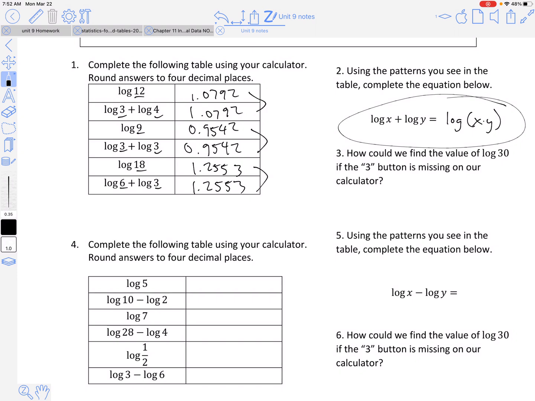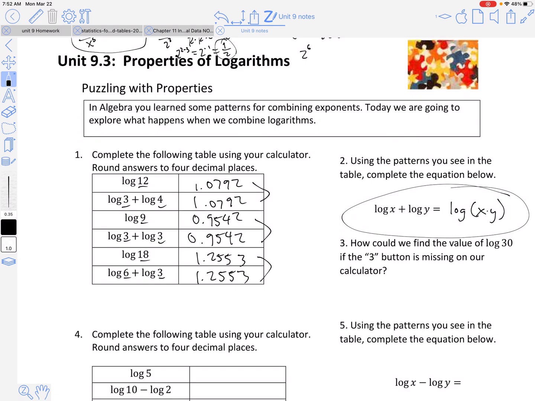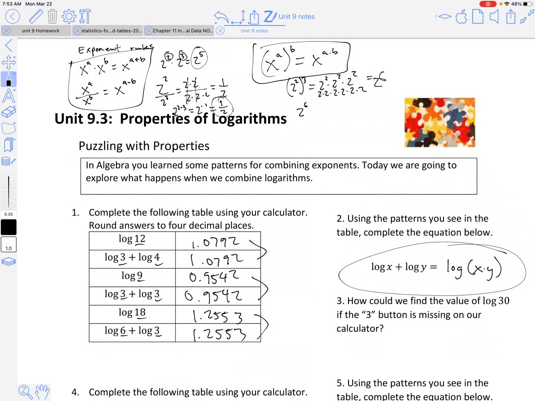So the question is, why? That's the question, why? And I want you to reference this rule right here. This one, it's kind of ugly. But this rule right here, x to the a times x to the b equals x to the a plus b. Now remember, the answer to a log is an exponent. Okay? The answer to a log is an exponent.